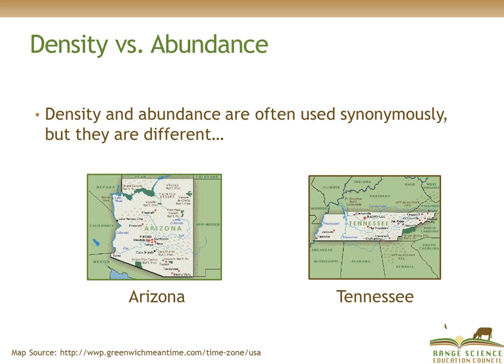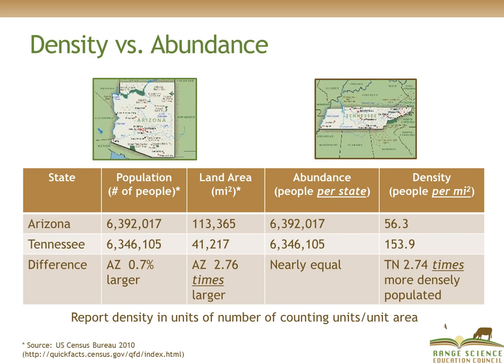Now, density and abundance are two terms that are often used synonymously, but they are in fact quite different. And so we're going to take a look at an example in which we compare populations of two different states in order to examine the difference in these two terms. And here we're going to be focusing on the populations of Arizona and Tennessee based on the U.S. Census Bureau census that was taken in 2010.